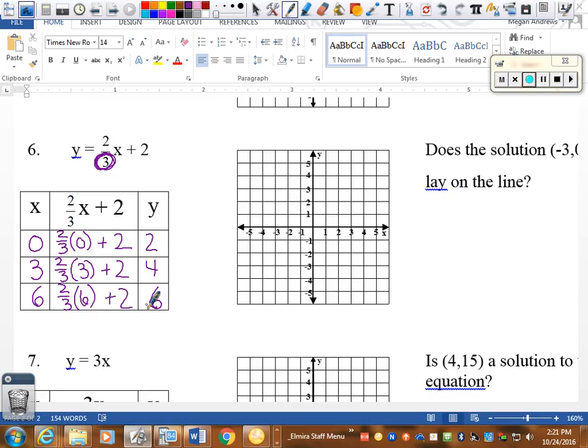Okay, so I hope that helps with the fractions. All right, the rest of the problems work the same way, the rest of the parts of the problem.